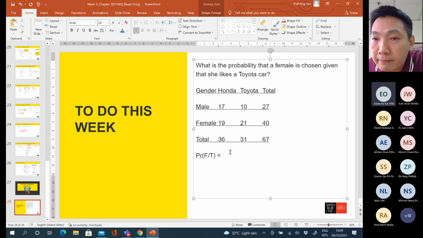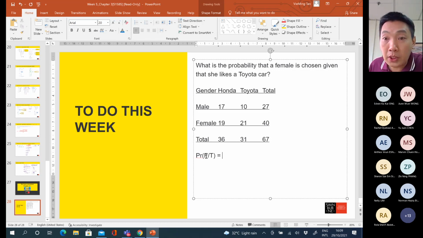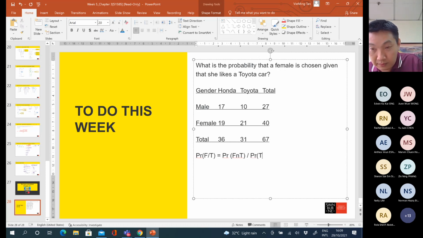I use this formula and I get the answer. So I think the answer is wrong. Okay, let's try. Because this is a conditional question, what is the meaning of this? That means this one is looking for probability of F intersect T, divided by probability T. Okay, this equation means probability F intersect T divided by probability T. That is the meaning. So there will be two layers.